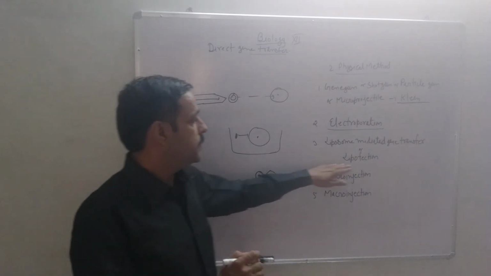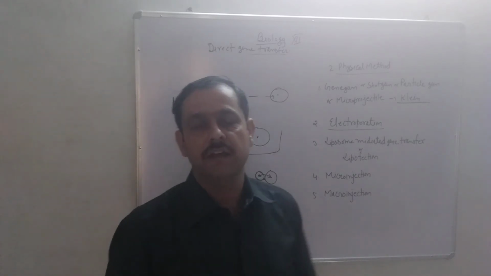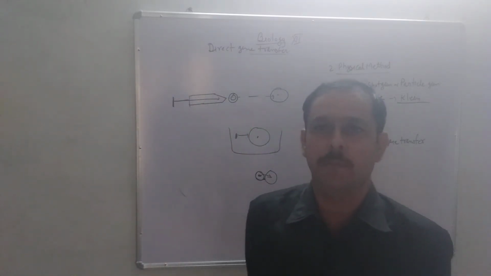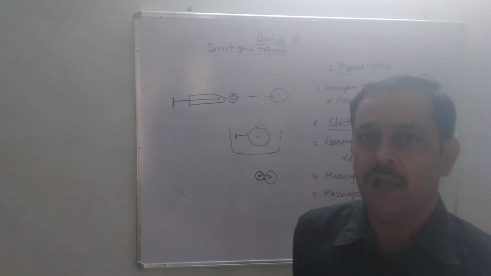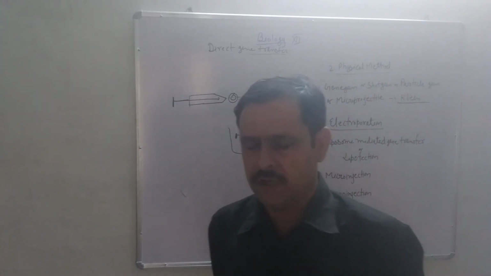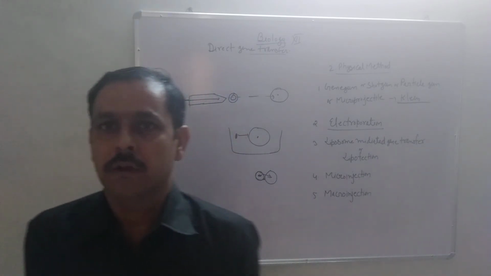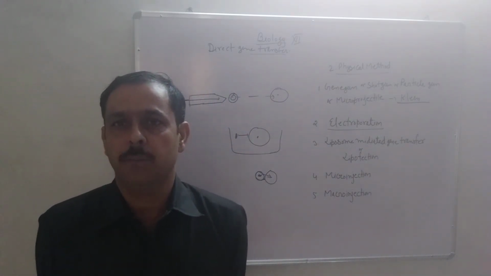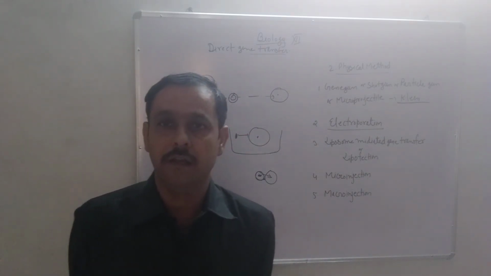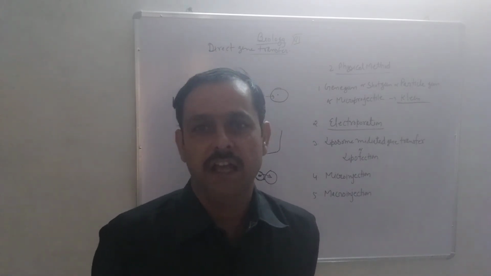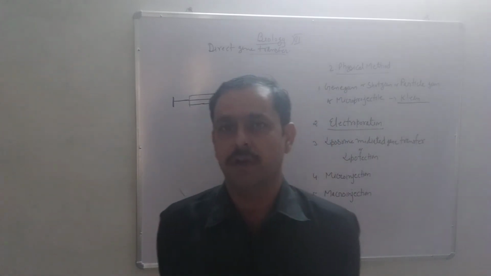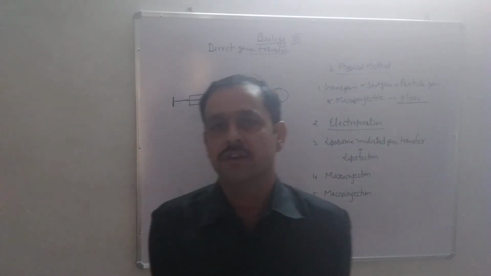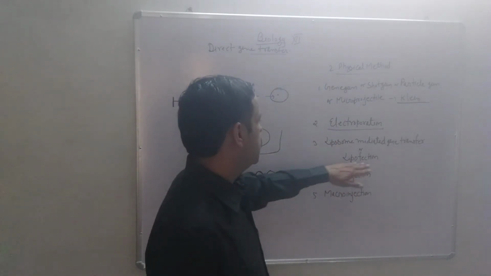So this is called lipofection. Whenever the desired gene is overlapped by water and lipid and then put to the desired target cell, they are put together, then the lipid is attached to the plasma membrane and the desired gene is transferred automatically into the cell. So this is called lipofection.